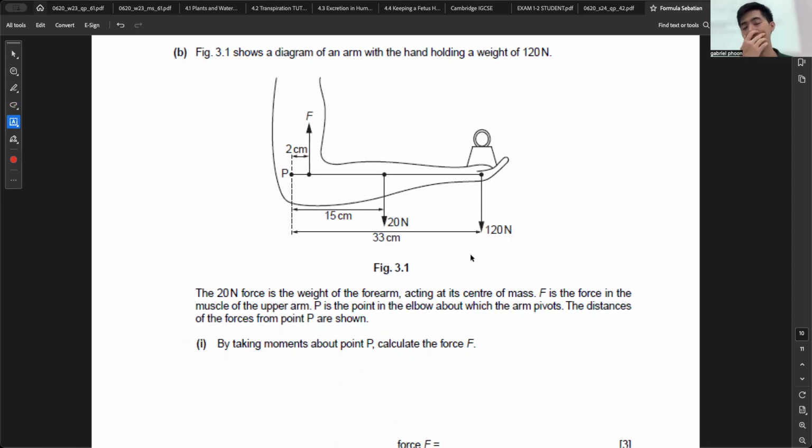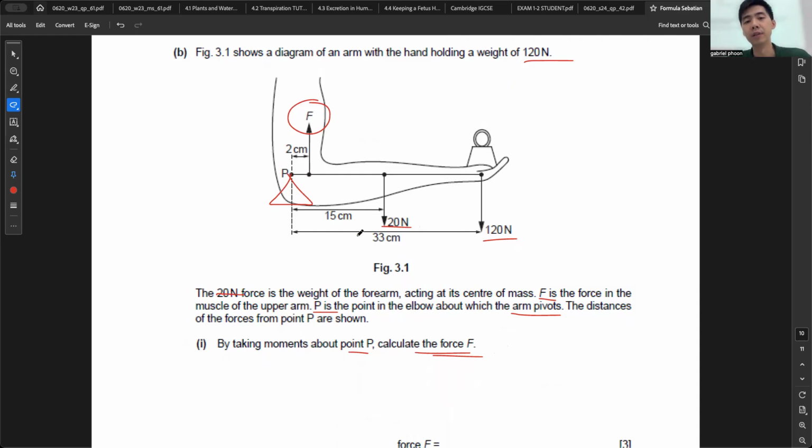You see, once again, you have a lot of information here. There's 120 newtons here, which is this thing here. There's 20 newtons here, which is this thing here. I'm looking for a specific force, which is this thing here. They say that P is the point where it acts as the pivot, so this is going to be the pivoting point. Now, they asked me to calculate the force F by taking the moments about point P.